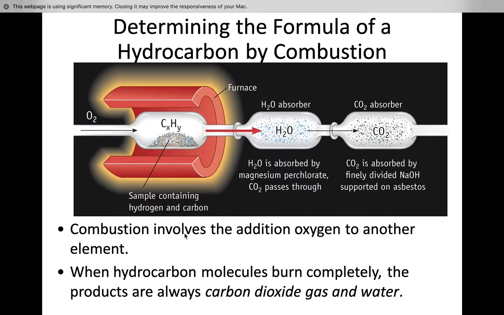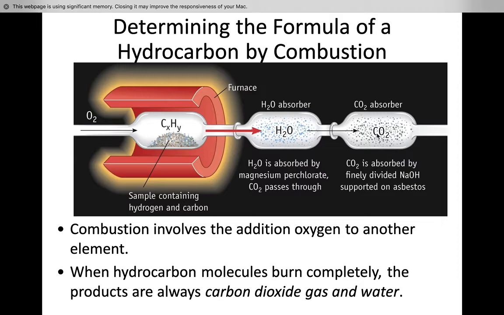that combustion will always involve the addition of oxygen. We'll have to have some oxygen in this chamber for it to burn, because oxygen is required for combustion. And we know that when a hydrocarbon burns, the products will always be carbon dioxide and water. These should be our two products if we have cleanly combusted this material. And so we go out here, we find the mass of CO2 we absorbed. From that, we find the moles of CO2 we absorbed.